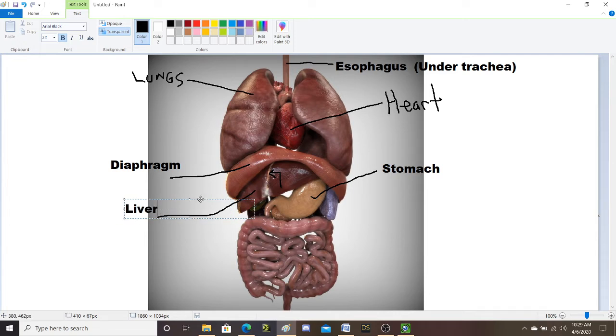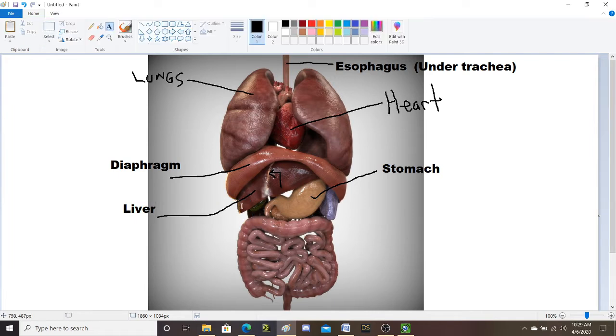It's not, I guess, technically your largest organ, because that would be your skin, but it's the largest internal organ that you have. Very important organ, as we all know. We've been learning about it through the semester.